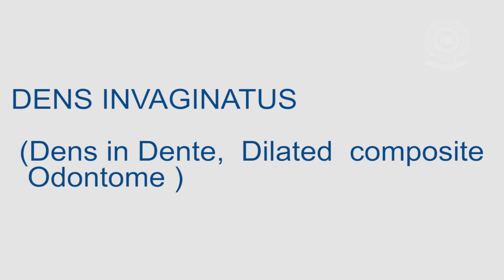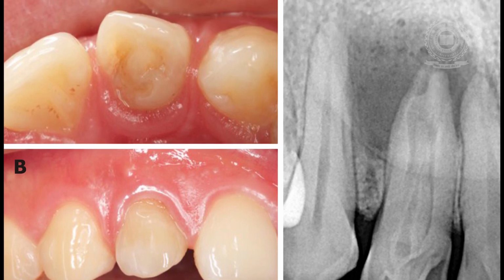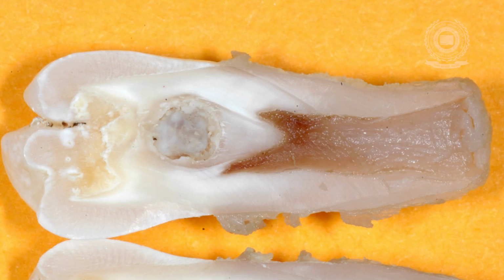Let's understand what is dens invaginatus and dens evaginatus. Dens invaginatus is a deep surface invagination of the crown or root that is lined by enamel. So during tooth formation, if there is invagination of the surface of crown before calcification starts, then it may result in formation of dens invaginatus.